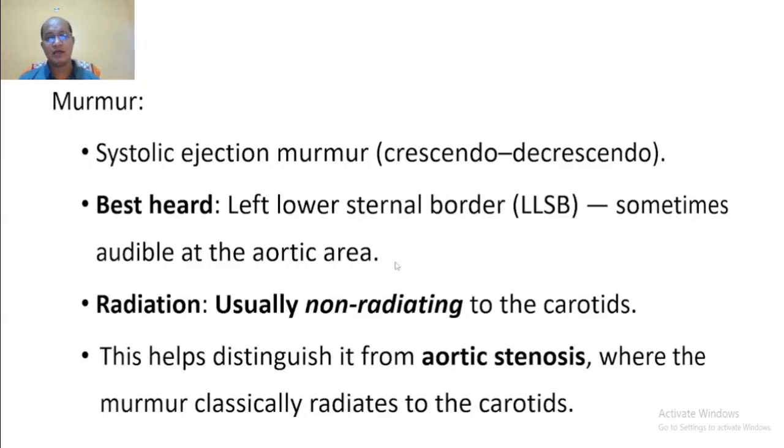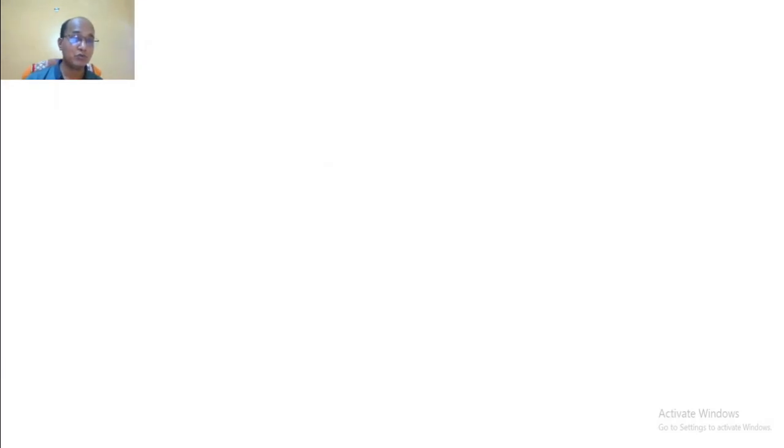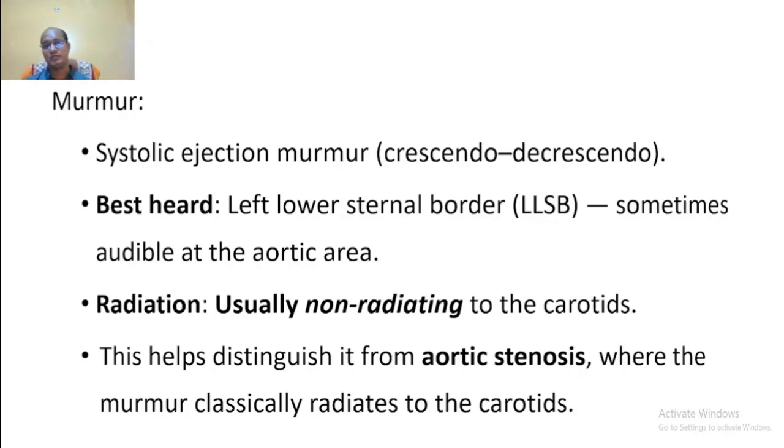This no radiation helps distinguish it from aortic stenosis. In case of aortic stenosis, the murmur classically radiates through the carotids. So it's a very clinical pearl: murmur of aortic stenosis versus murmur of HOCM. In aortic stenosis, the murmur radiates to the carotids. In HOCM, the murmur does not radiate to the carotid. But both are ejection systolic type.